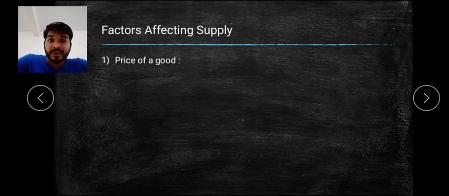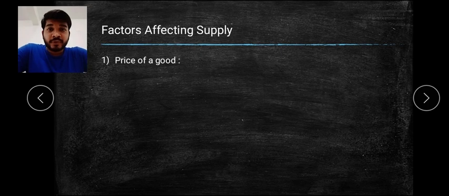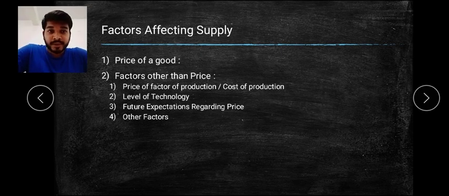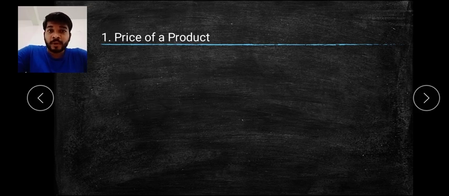The points are, first and the main important point, that is price of a good. Then comes factors other than price: price of factors of production, or we can say cost of production. Then level of technology. Third is the future expectation regarding price, and fourth is other factors. So other than price there are 4 points, whereas price of a good is the main important point. Let's start with the first point, that is price of a product or a good.